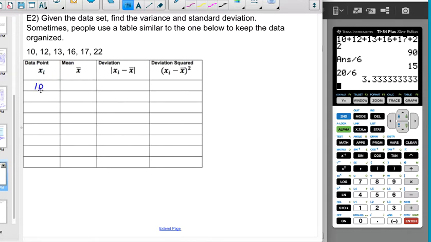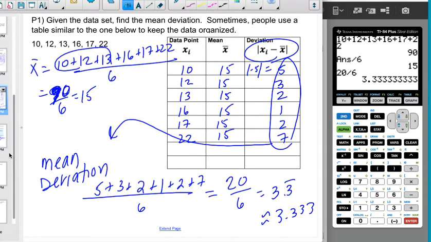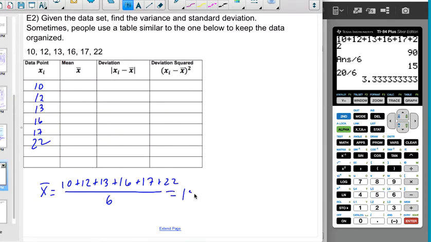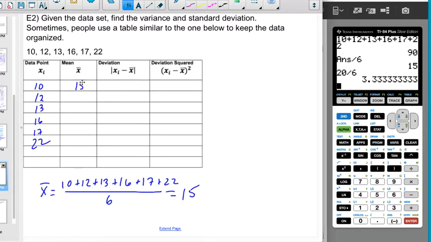All right, so let's go ahead and put our data points here: 10, 12, 13, 16, 17, and 22, right? So let's go ahead and find the mean. The mean is going to be 10 plus 12 plus 13 plus 16 plus 17 plus 22, and then we're going to divide by 6. I'm not sure if that's the same set I just did. Hey, it is. Never mind. We don't have to find it again. It's a 15. We already found this. Let's double check. So 10, 12, 13, 16, 17, 22, it's the same one. Okay, so we know this is a 15, right?